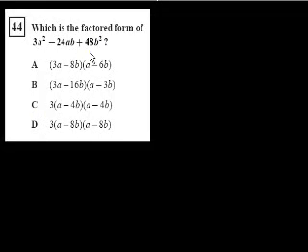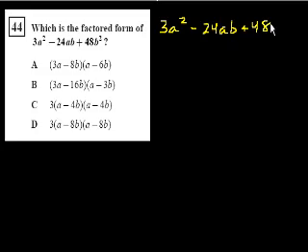All right, we're on problem 44. And they said, which is the factored form of 3a squared minus 24ab plus 48b squared? And if this confuses you with a's and b's instead of an x there, I just like to think of, in this case, this looks like an x squared.